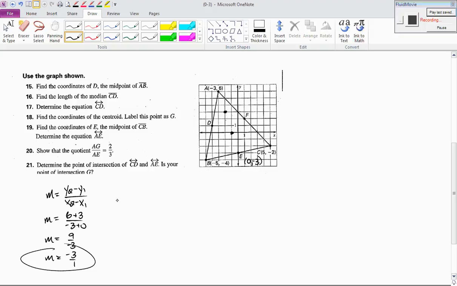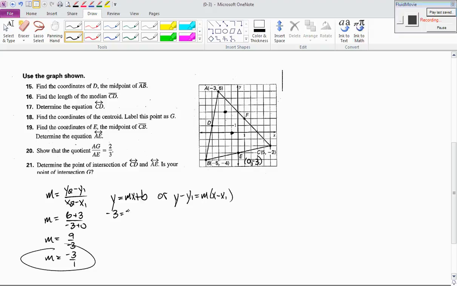If you didn't recognize that, remember to find the y-intercept, you can either use y equals mx plus b or y minus y1 equals m times x minus x1. I'll just use y equals mx plus b. We know the slope is negative 3. We can use any x, y coordinate here. We'll use 0, negative 3. It's going to be the easiest.